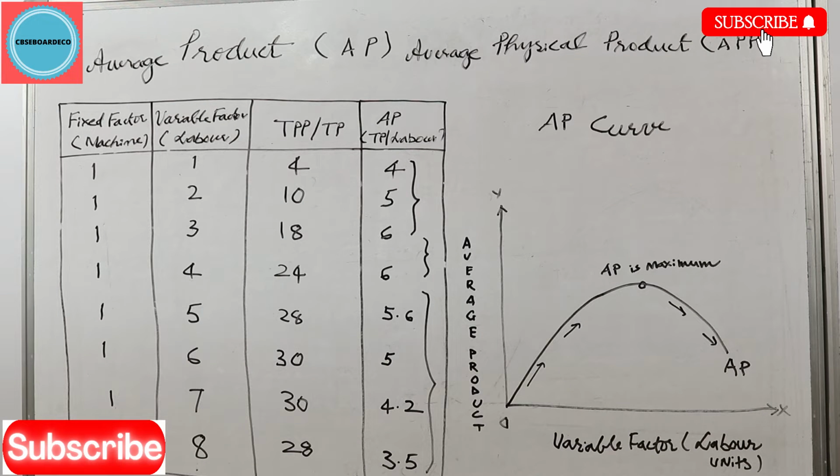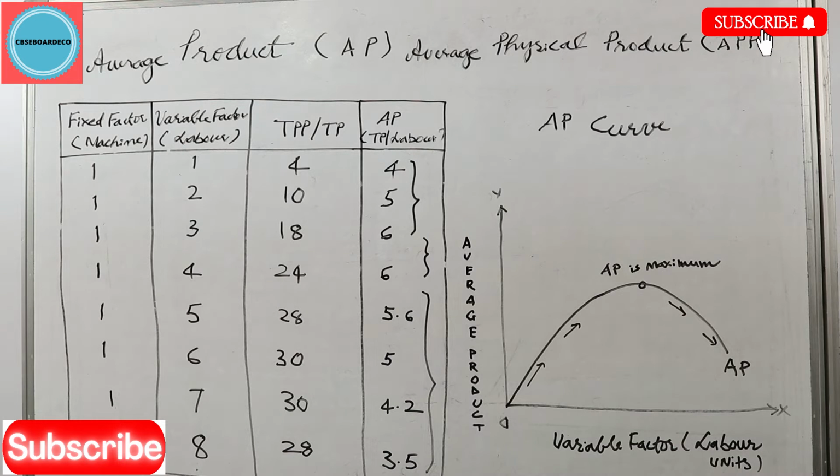So you can see in the first column in the table, average product table, the fixed factor, the machine, remains constant, 1. So we cannot change this fixed factor of machine in the short period. What we can do is go on increasing a variable factor, this labor, 1 on the same machine, 2 laborers on the same machine, 3 on the same machine, 4, 5, 6, 7, 8.